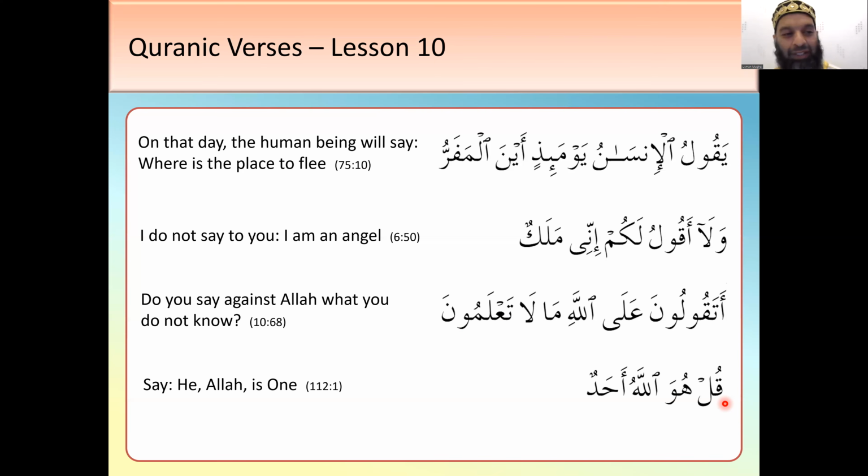Right, okay? So for those who are good with English grammar, it's the imperative form. It's the command form. We don't do command form here. So qul, say. Allah subhanahu wa ta'ala is telling the Prophet sallallahu alaihi wasallam, say. Huwa. What's huwa? We did it in lesson 1, I think. Huwa, he. Right?